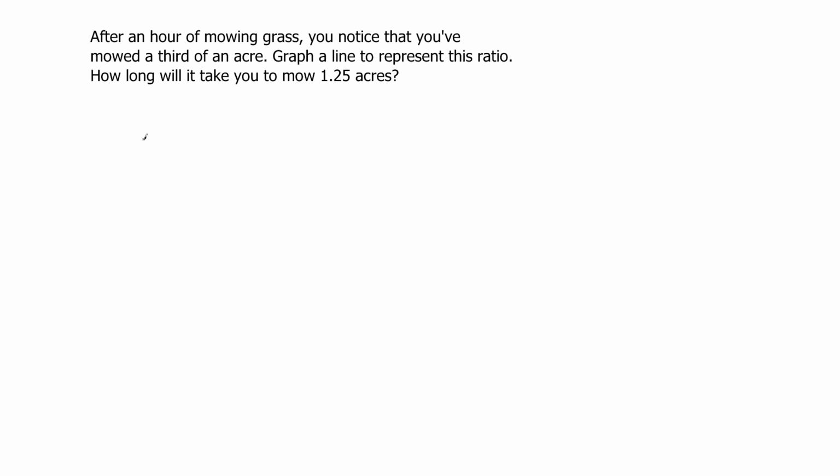Whenever you're asked to graph a linear relationship, as we are here, you should start, I think, with the x-axis here and use that line to represent time. So here we're dealing with time in hours because it says it takes 1 hour to mow a third of an acre. So let's say 5 dashes out here to represent 5 hours.